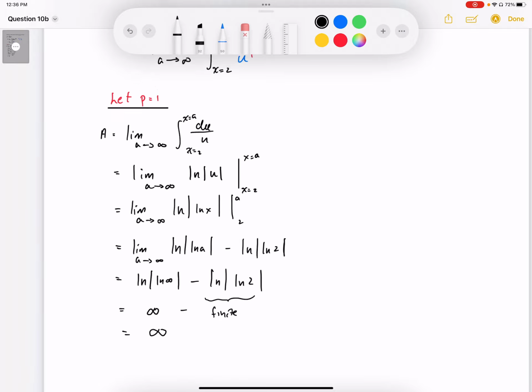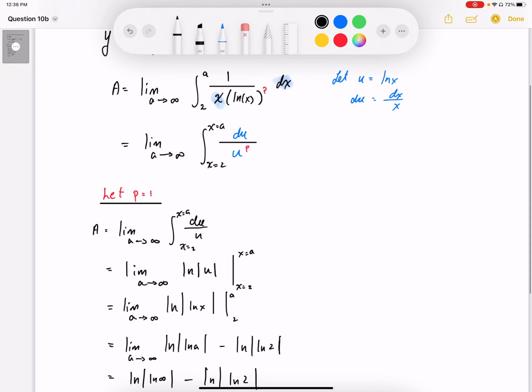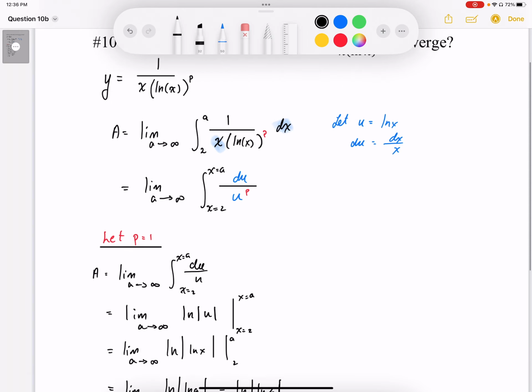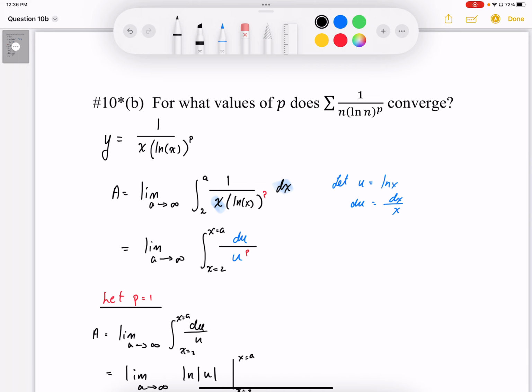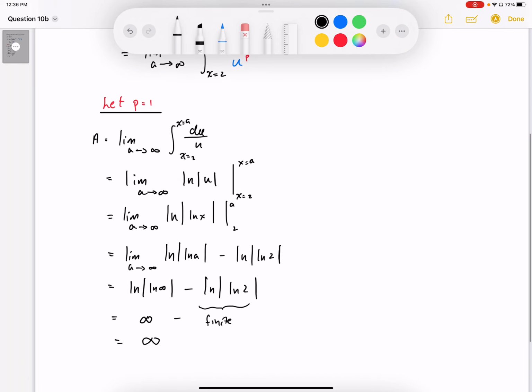So what does that mean? What can I conclude from that? Well, when p is equal to 1, it is divergent. Okay, so when p is equal to 1, in this case, it is divergent. And if p is equal to 1 is divergent, then we can also say that p less than 1 would also be divergent. So this allows me to establish that p less than or equal to 1 is divergent.